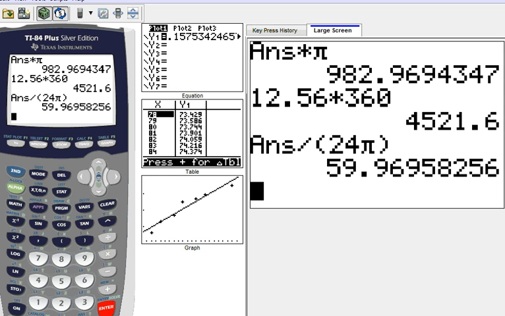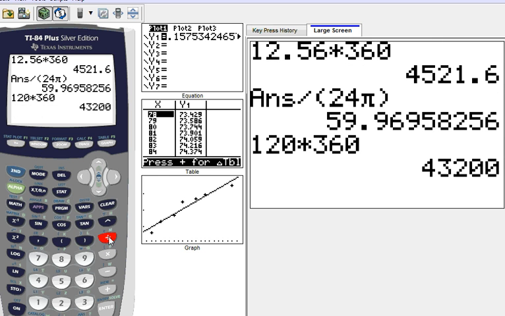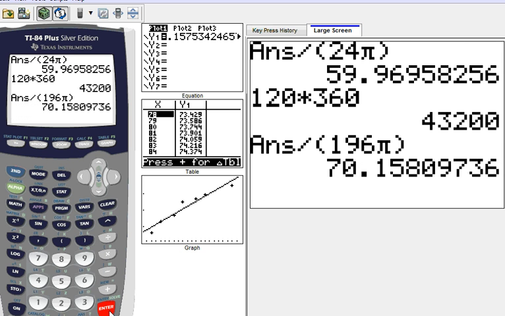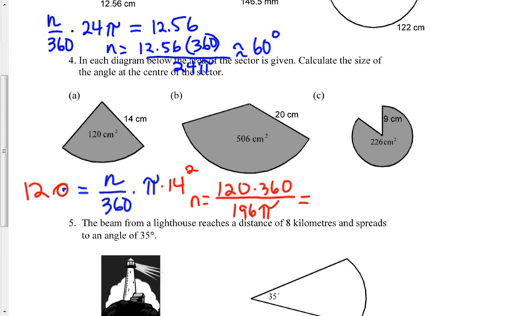Sorry about that. So 120 times 360, enter, divided by, I need parentheses here again, 196 pi, parentheses, enter. So I get about 70, we'll round that to 70 degrees.